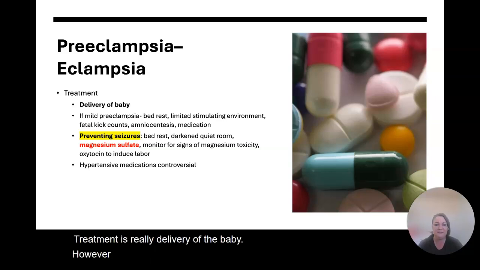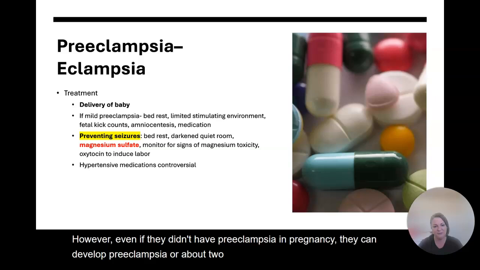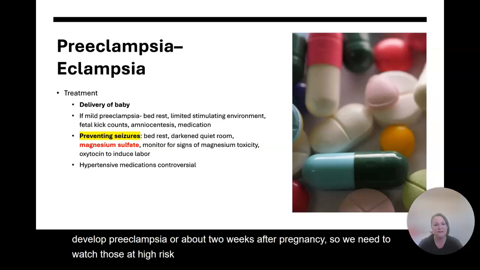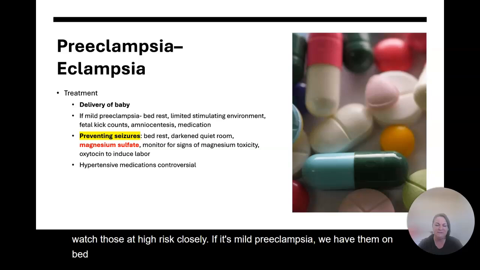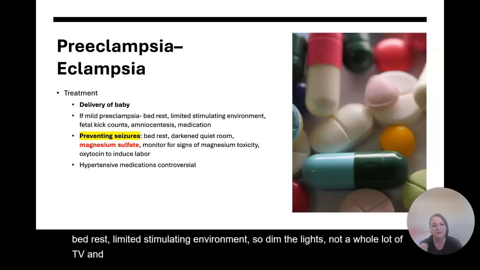However, even if they didn't have preeclampsia in pregnancy, they can develop preeclampsia about 2 weeks after pregnancy, so we need to watch those at high risk closely. If it's mild preeclampsia, we have them on bed rest, limited stimulating environment, so dim the lights, not a whole lot of TV and visitors. We have them do fetal kick counts.